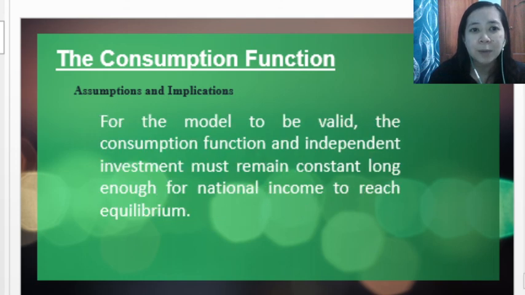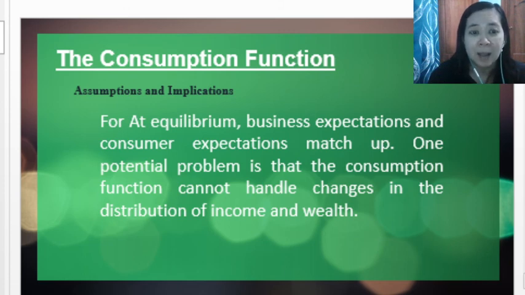So for the model to be valid, the consumption function and independent investment must remain constant in the long run for national income to reach equilibrium. So what do we mean by equilibrium? At equilibrium, it is assumed that the business expectations and consumer expectations normally match up. One of the potential problems, however, is that the consumption function cannot handle the changes in the distribution of income and wealth because, again, based on Keynes, it is static and stable.